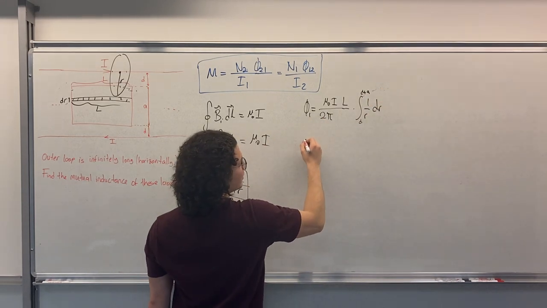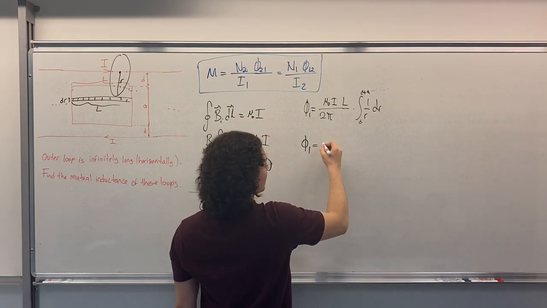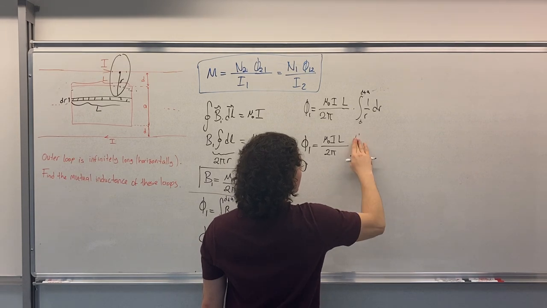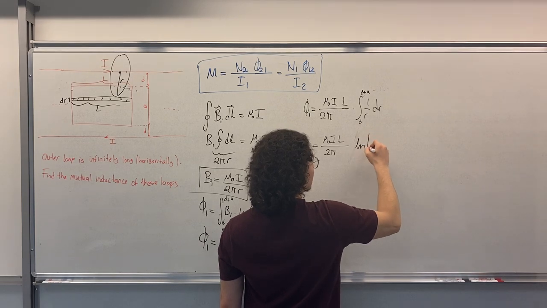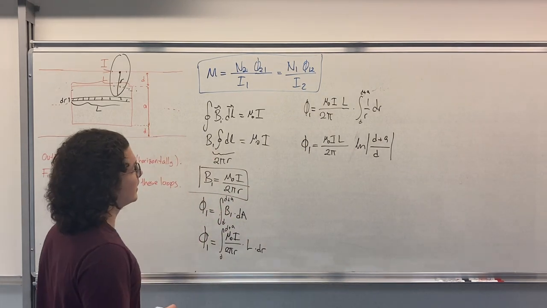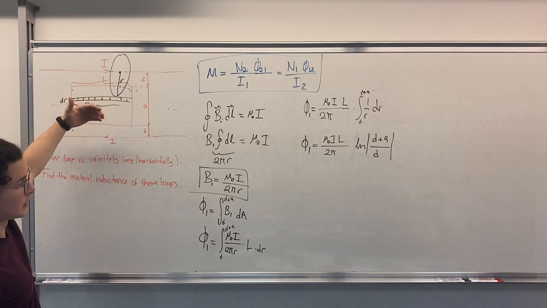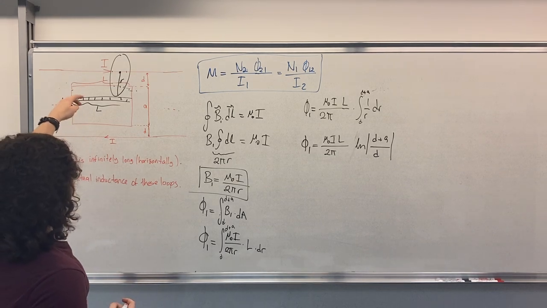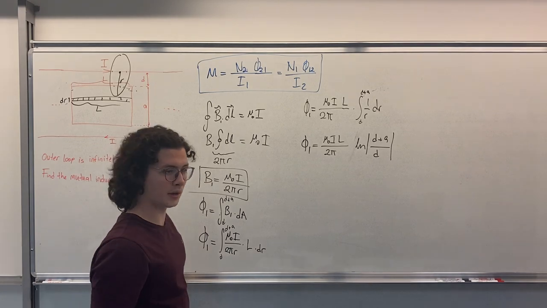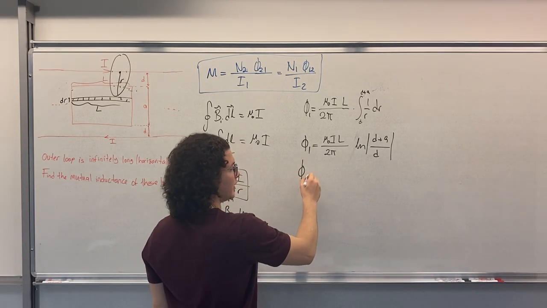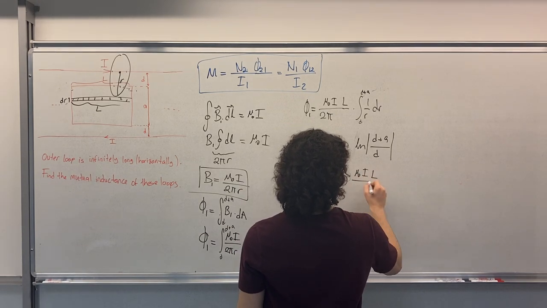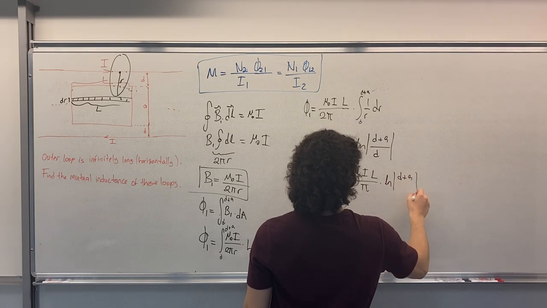So Φ1 is equal to mu 0 I L over 2 pi times this integral, which gives us ln of (d plus a) over d. So Φ1 is this, but we have to calculate the whole magnetic flux here. The magnetic flux created by this side is also created by the other side, because the currents are equal. So the total flux, let's call it Φ, is equal to 2 Φ1, and that's equal to mu 0 I L over pi times ln of (d plus a) over d.